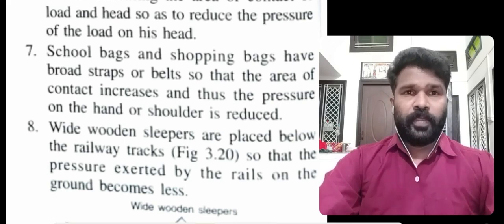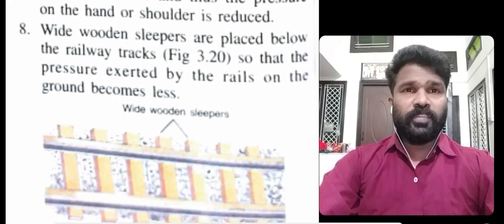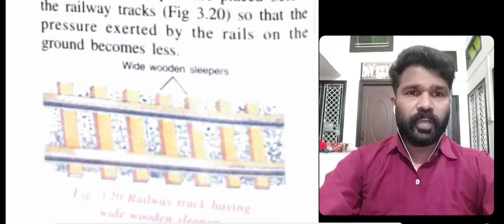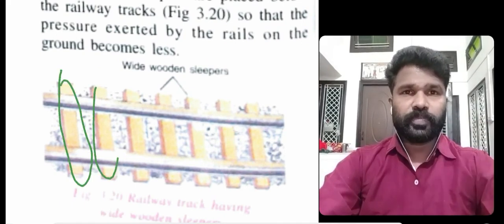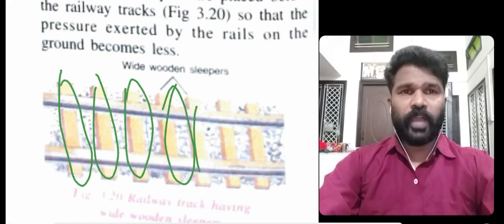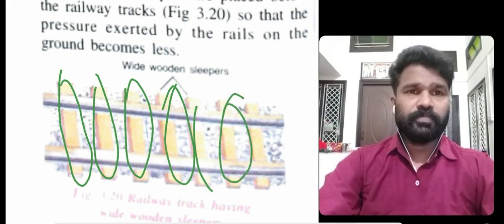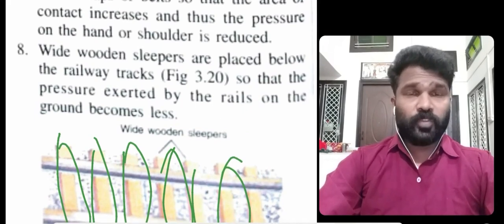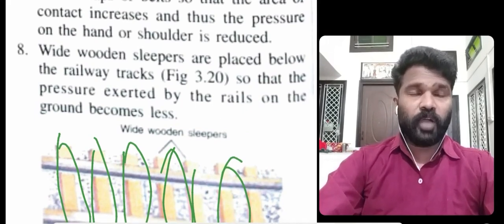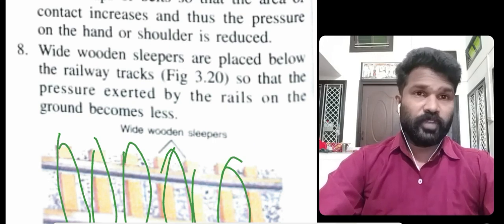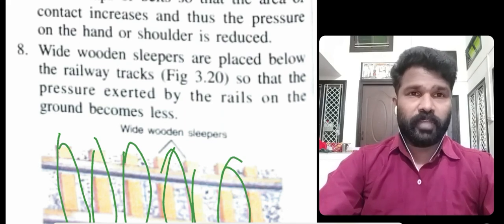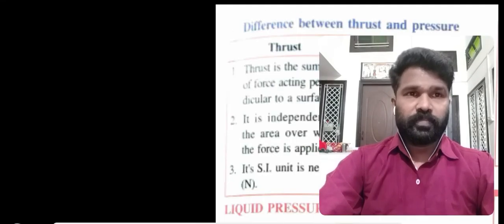That's why. Another one: wide wooden sleepers are placed below the railway tracks. You can see here in railway tracks. Why is it provided? By providing this, the pressure exerted by the rails on the ground becomes less. Clear? To decrease the pressure only, we are giving the wooden sleepers here in the railway tracks.